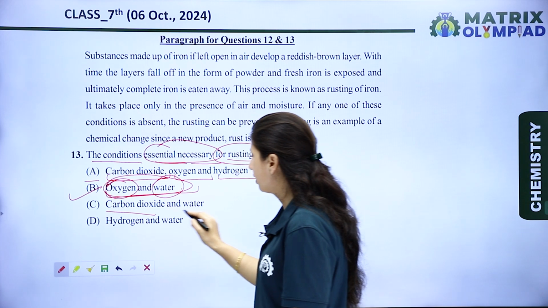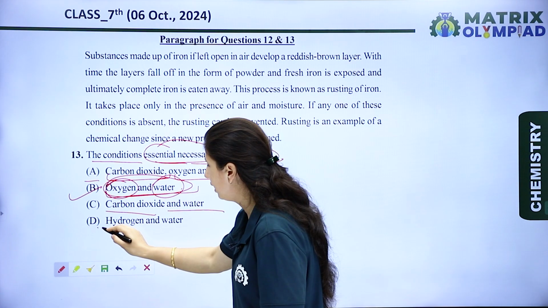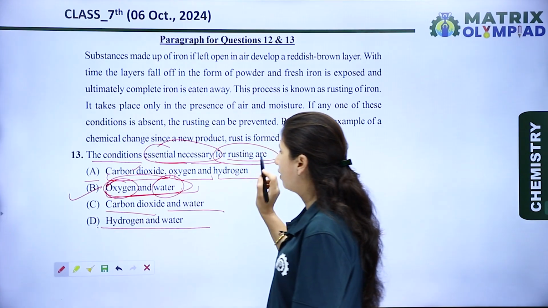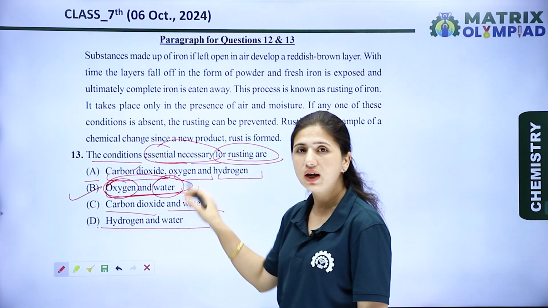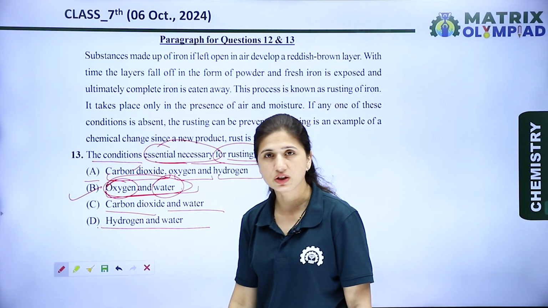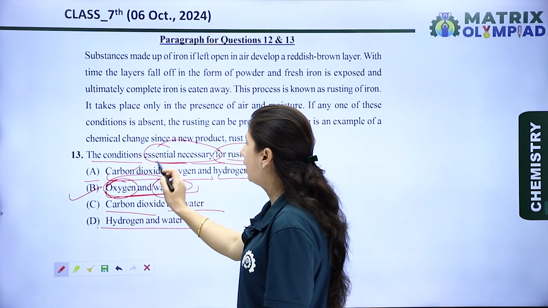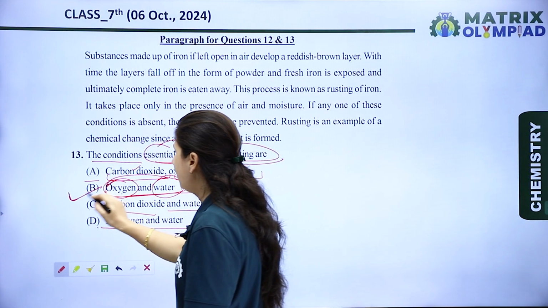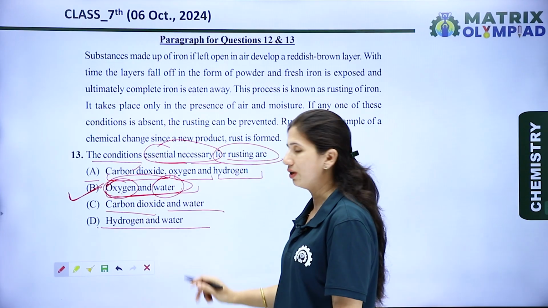Next one is carbon dioxide and water. Third one, D, is hydrogen and water. Means carbon dioxide, hydrogen, moisture, these are all required in the process of rusting, but we can see that the essentially necessary ones are oxygen and water. So B is the right option for this question.